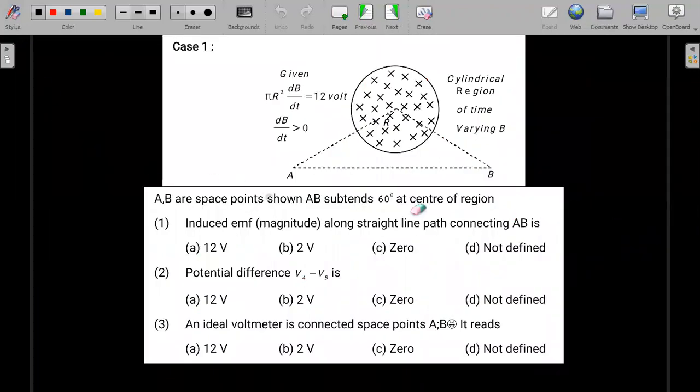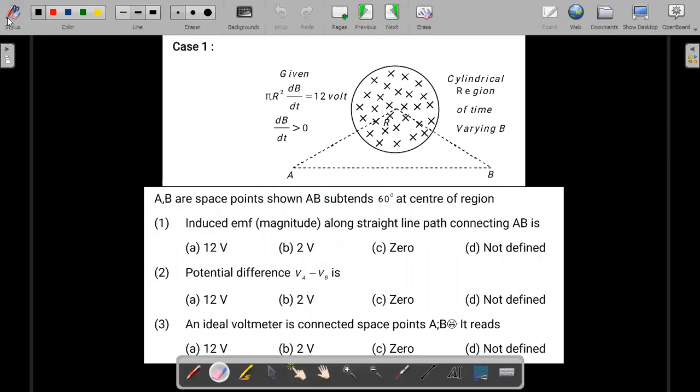Here it is. In case 1, as I call it, passage 1 or case 1, you could clearly see that there is a cylindrical region of time varying magnetic field, going into the board. B is varying in such a way that pi r square into dB by dt is equal to 12 volt. So the rate of change of flux is 12 volt and dB by dt is a positive number. This inward flux is increasing with time.